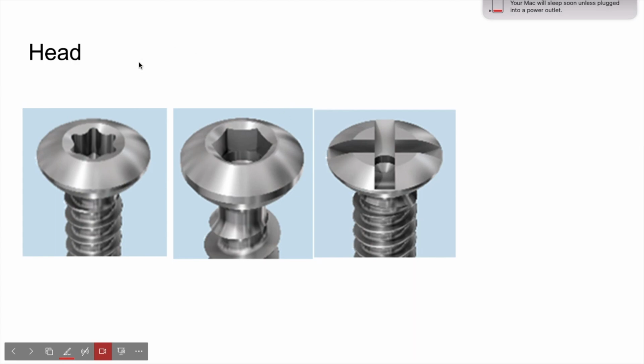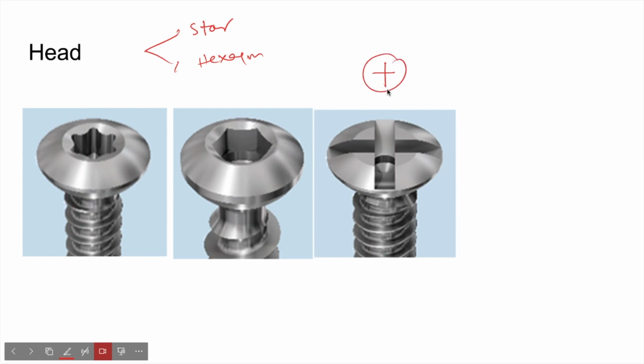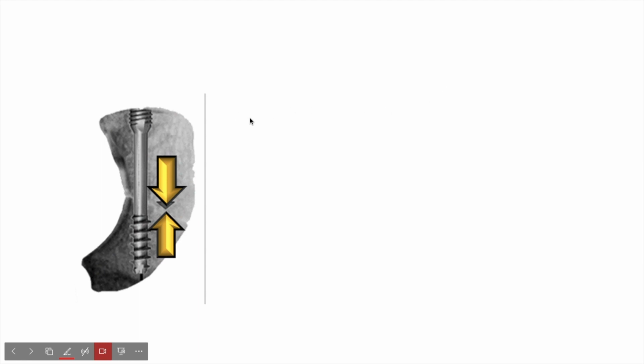Now the head of the screw can be of various types. The two most common ones that we use are star screwdrivers and hexagon. Very rarely we may have the cross or plus signed screws. These are used for small bones like metacarpals and phalanges. But the screw head shape in which the screwdriver sits is usually either a star shaped or a hexagon type of screwdriver. There are some other special screws which we will discuss in a little more detail in some other video.